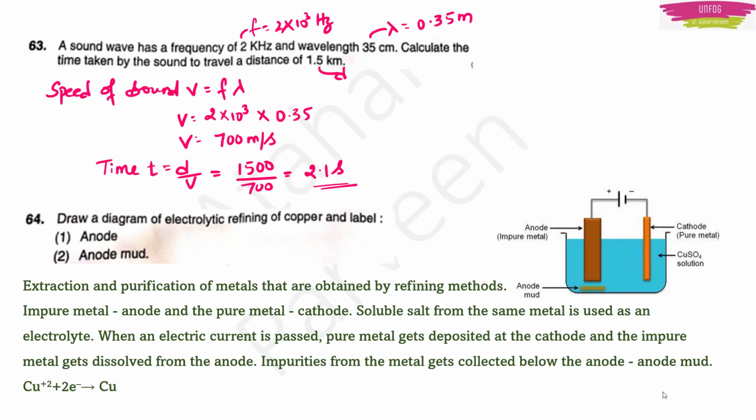When an electric current passes through it, pure metal gets deposited at the cathode and the impure metal will get dissolved from the anode. These impurities from the metal will get collected below the anode. These impurities are known as anode mud. Okay, and this is the reaction which takes place. Cu2+ plus 2 electrons will give you Cu. Okay, this is known as electrolytic refining. But don't worry, only this figure will do for this question.